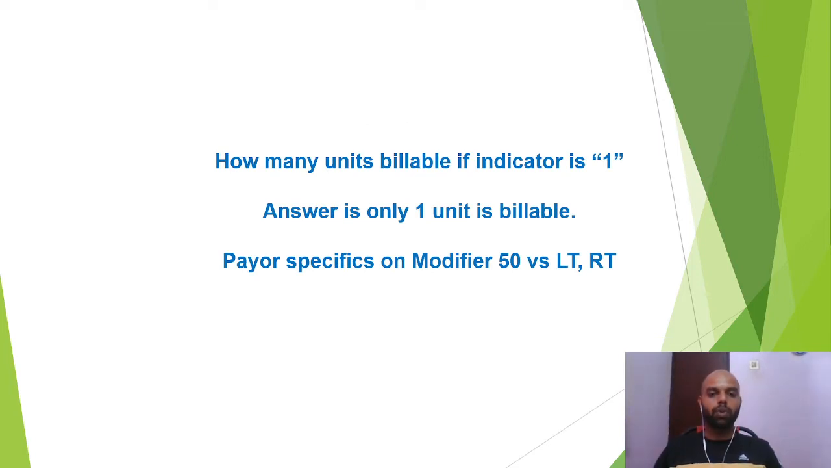Most people have a doubt when they see a bilateral indicator of 1. How many units can we bill? The answer is 1. We can bill only 1 unit when we use the 50 modifier for a CPT. Some payers may not accept modifier 50. They want us to submit 2 lines with LT and RT modifiers. So it's payer specific. Be careful with which payers allow 50 and which don't.